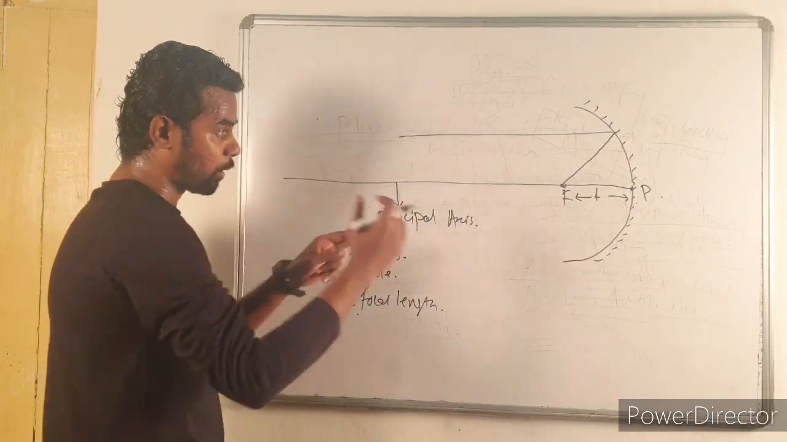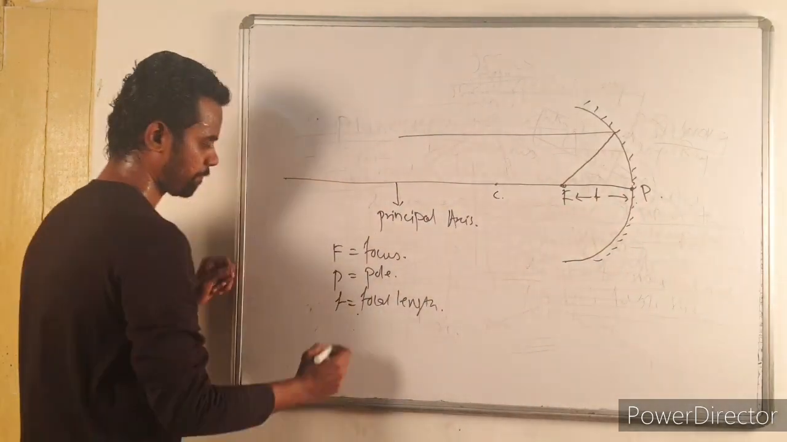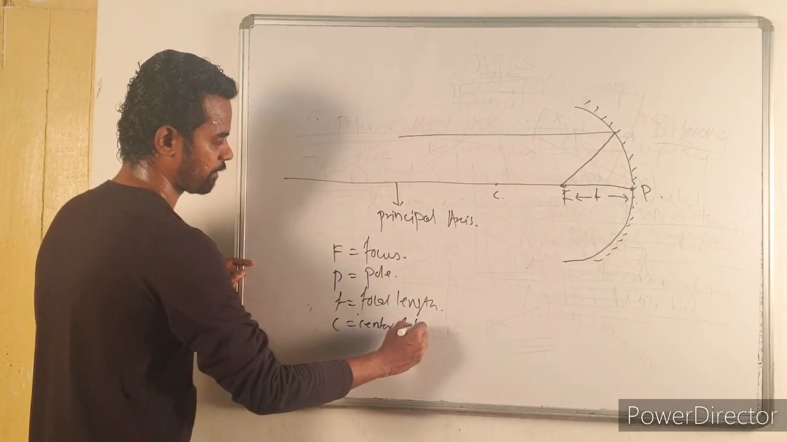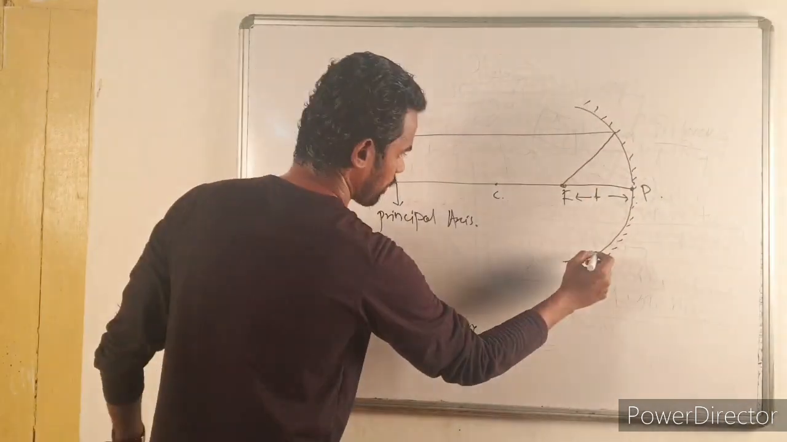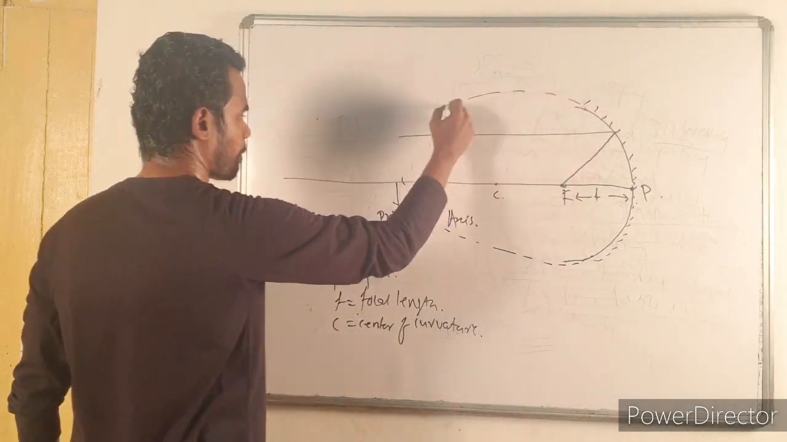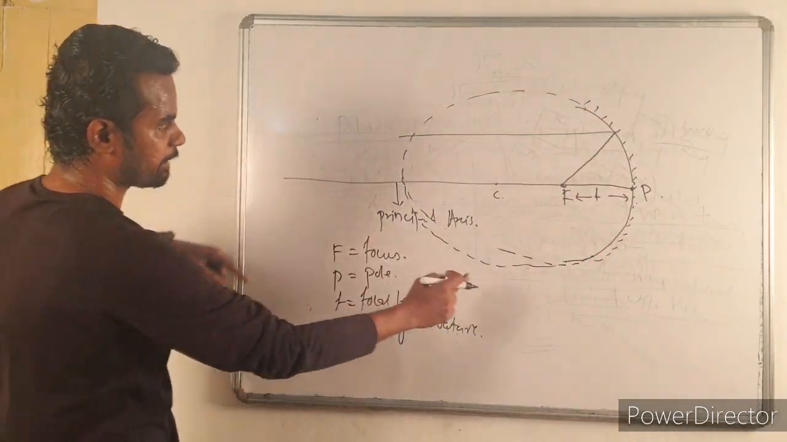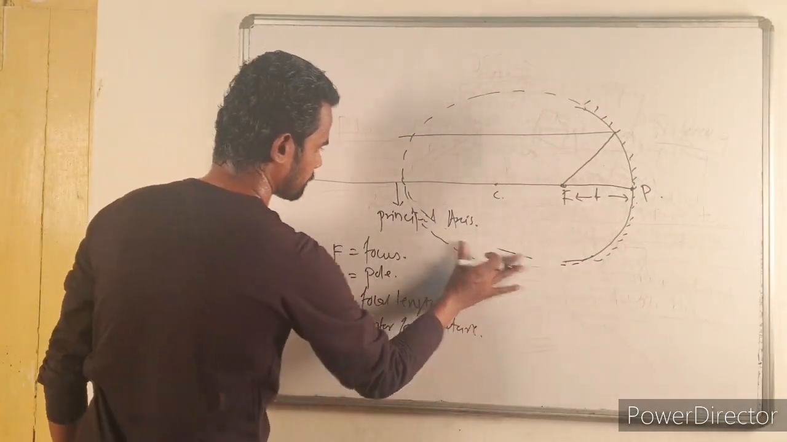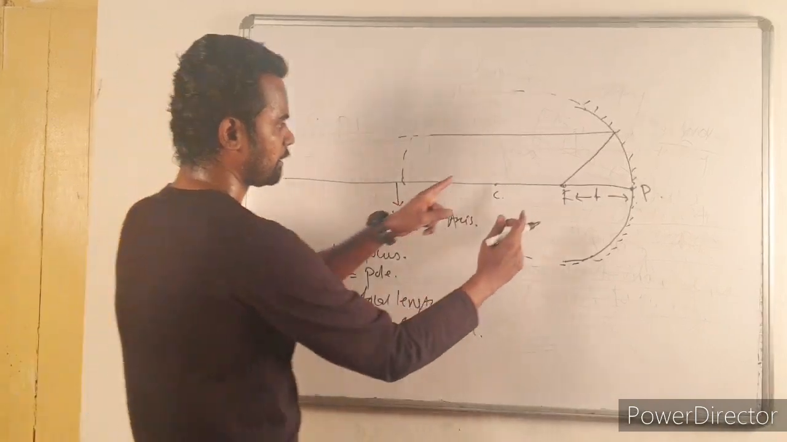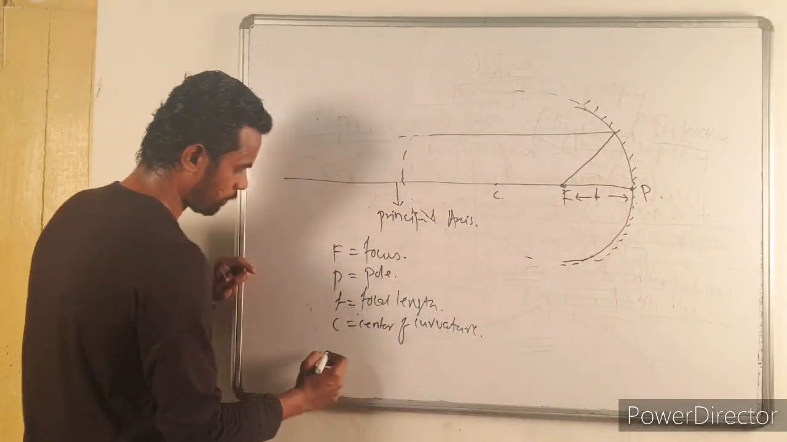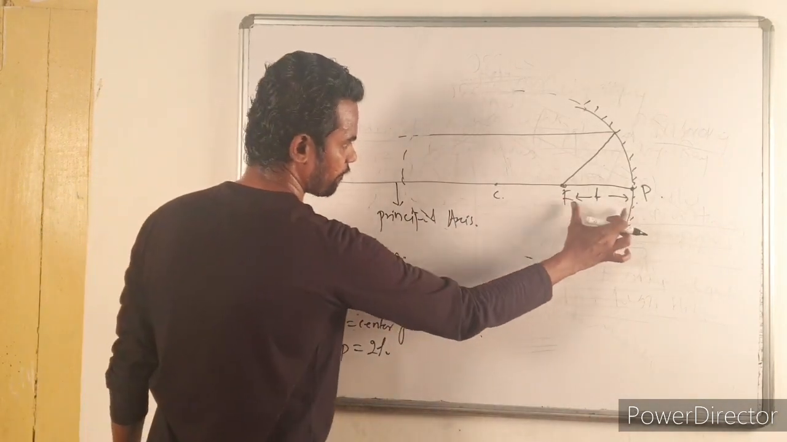Alright, now twice the focal length will be your C, the center of curvature. Curvature is nothing but how curvy the mirror is. Alright. So if we complete this mirror, the right center is the center of curvature. Alright. And here the rule is CP, the distance to the center of curvature, will be equal to 2F, twice the focal length F.